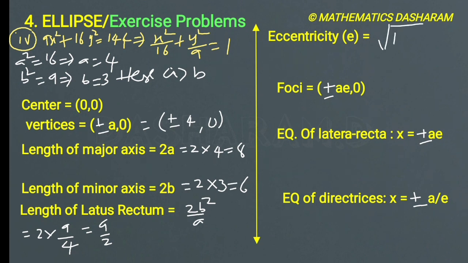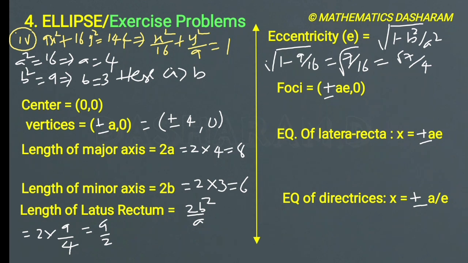Eccentricity is under root 1 minus b square divided by a square. So under root 1 minus b square 9, a square 16. So 9 by 16, 16 minus 9 is 7 divided by 16 under root, then root 7 divided by 4. Next, the foci plus or minus ae comma 0, so plus or minus a value 4 and e value root 7 divided by 4 comma 0. Here 4 cancels, plus or minus root 7 comma 0.